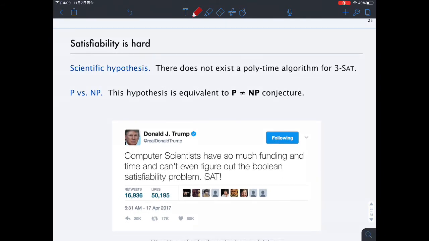This is actually consistent with what I was talking about: the SAT problem is hard. There's a very widely believed hypothesis saying that there shouldn't exist any polynomial time algorithm for 3-SAT. This hypothesis is also equivalent to our central claim that P shouldn't be equal to NP. We still haven't seen the definition of NP, but we are going to talk about that in the next one or two lectures.